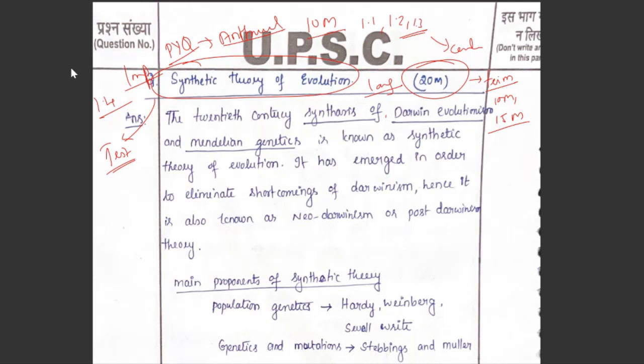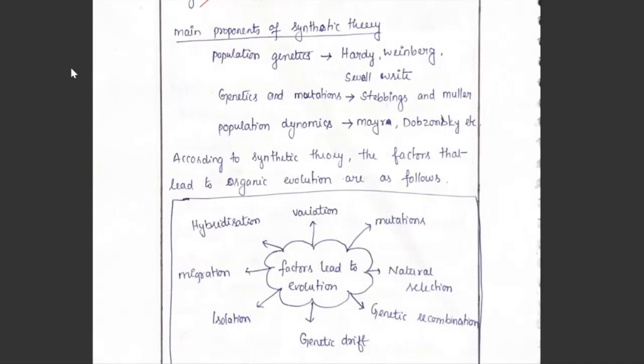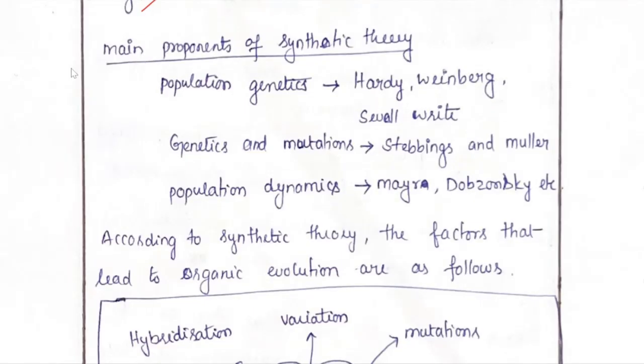The 20th century synthesis of Darwin's evolution and Mendelian genetics is known as synthetic theory of evolution. It has emerged in order to eliminate the shortcomings of Darwinism. Hence, it is also known as Neo-Darwinism or Post-Darwinism theory. The main proponents are population genetics given by Hardy, Weinberg and Sewall-Wright, genetics and mutations, Stebbins, Muller, and even population dynamics given by Dobzhansky, etc.